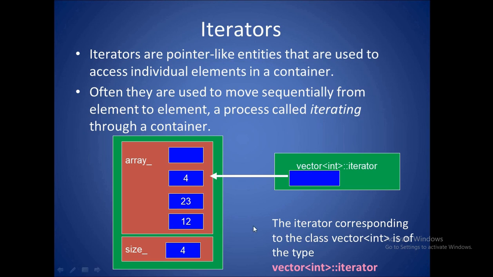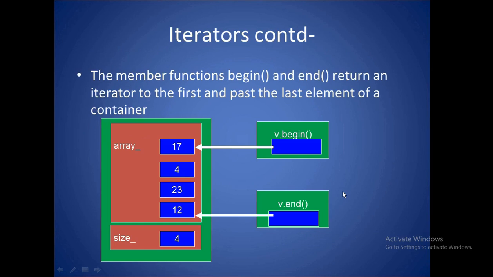Here is one declaration of an iterator for a vector. vector in brackets int, then the scope resolution operator, iterator, and the iterator name. With the help of that iterator, we are traversing all elements of this vector of size 4. So the iterator corresponding to the class vector int is of the type vector int, scope resolution operator, iterator name. It is a declaration of an iterator. The member functions begin and end return an iterator to the first and past-the-last element of a container.